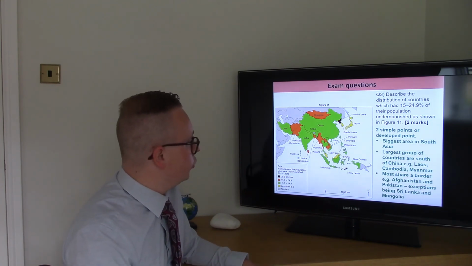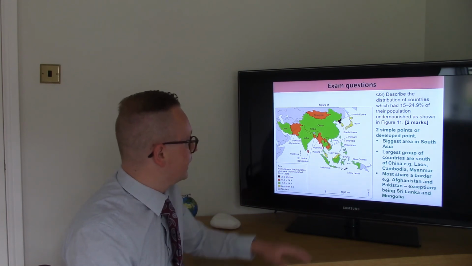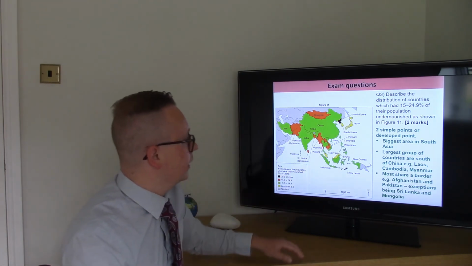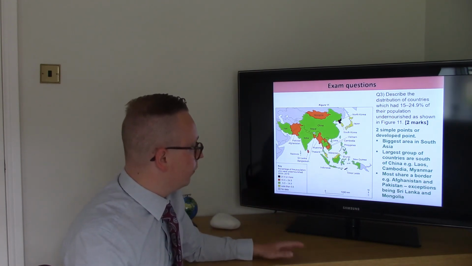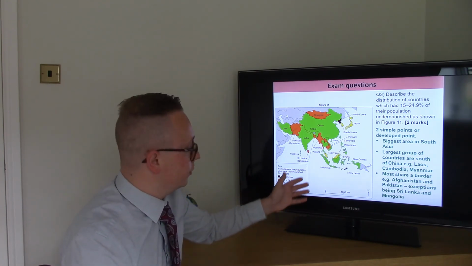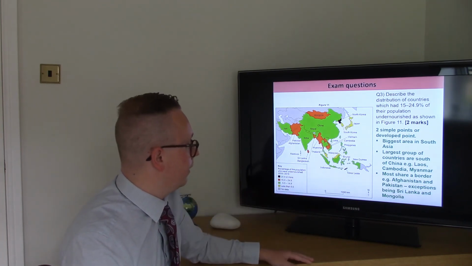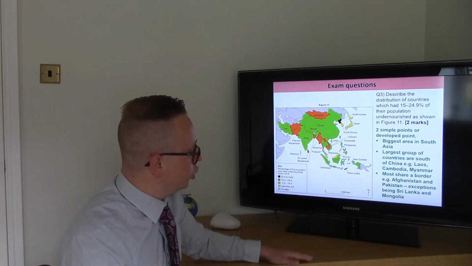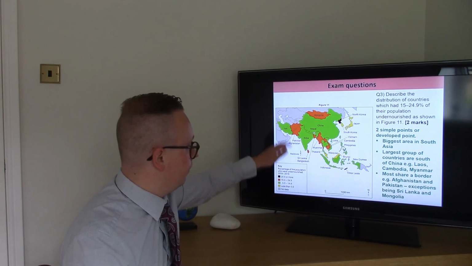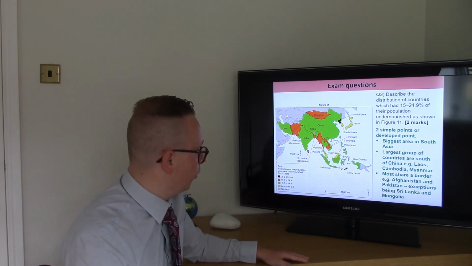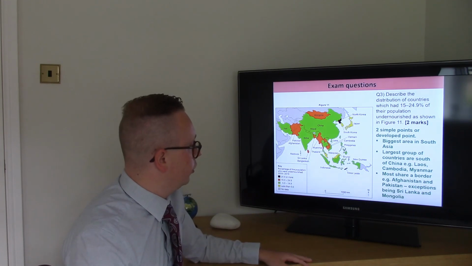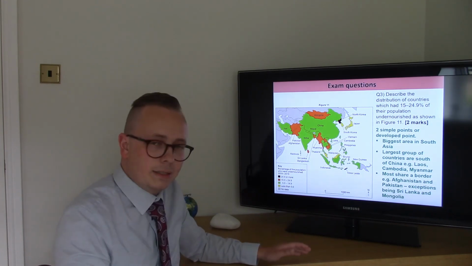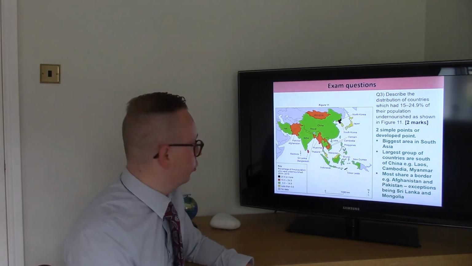Here are some examples. The biggest area is in South Asia, so the southern parts of Asia, where we've seen the countries in that percentage bracket. The largest group of countries are south of China, and we could give some examples: Laos, Cambodia, Myanmar. And then most of them share a border, so Afghanistan and Pakistan. The only 2 that don't have borders are Sri Lanka, the island nation, and Mongolia to the north. So some rather basic patterns, but using those specific countries in our answer here.